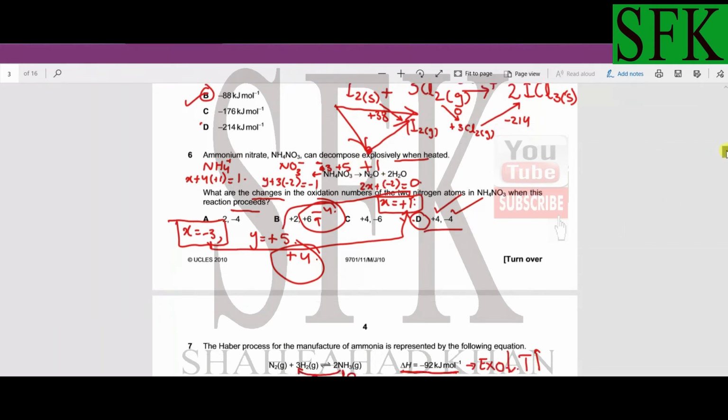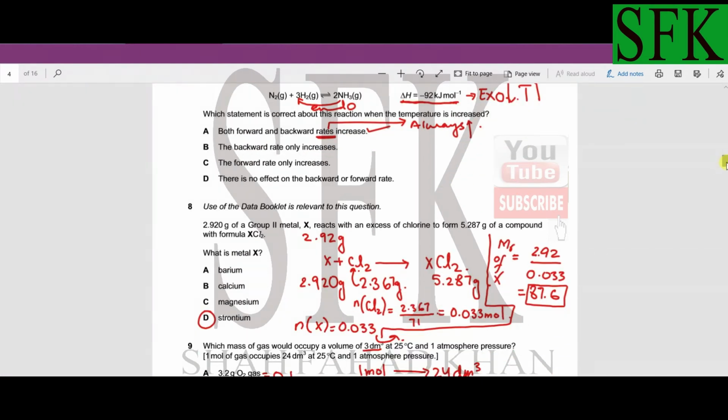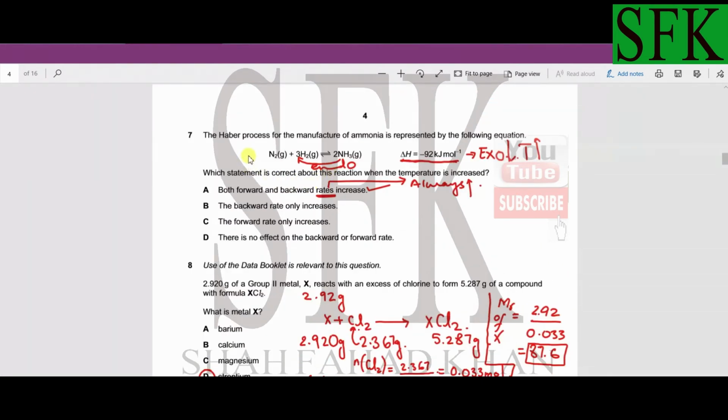Now moving on to the next part. MCQ number 7. In MCQ 7, the Haber process for the manufacture of ammonia is represented by this equation. Which statement is correct about the reaction as temperature increases? When temperature increases, the rate of any reaction will always increase. Just remember this fact. I'm talking about the rate, not the position of the equilibrium. The position of the equilibrium will change according to Le Chatelier's principle.